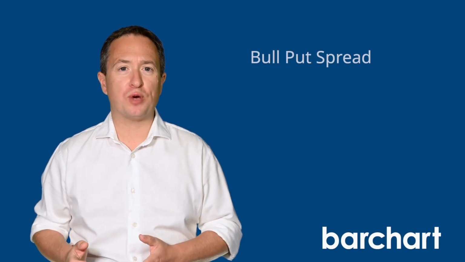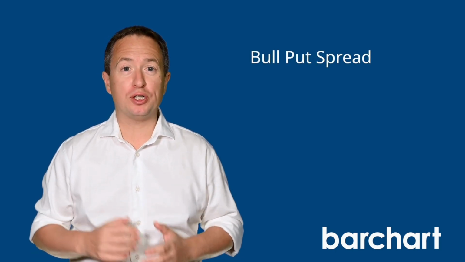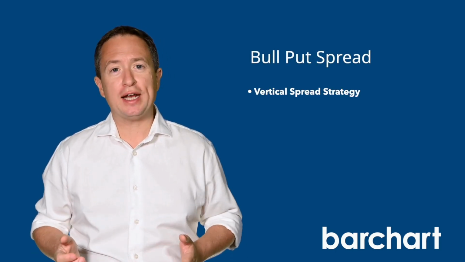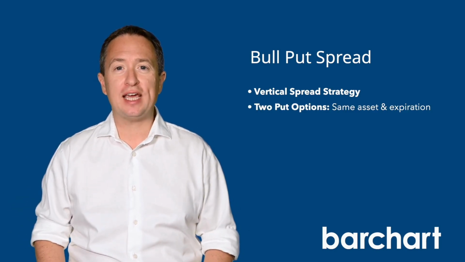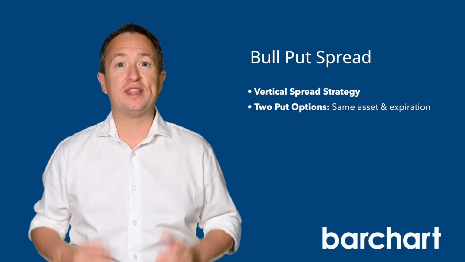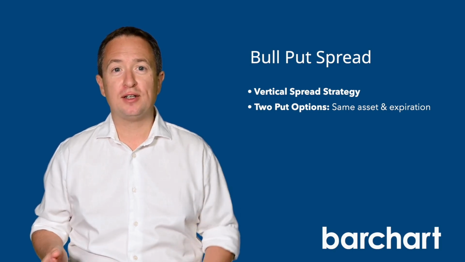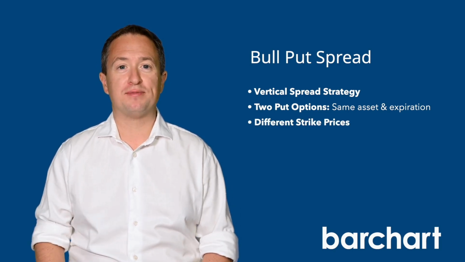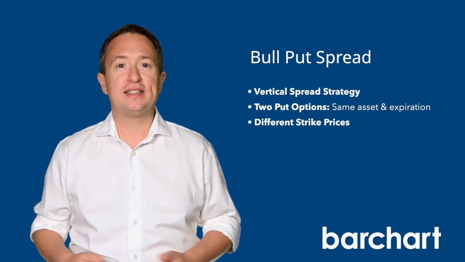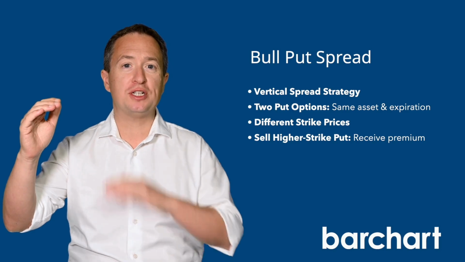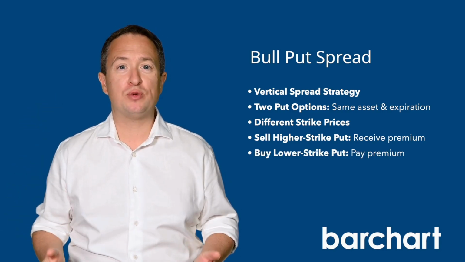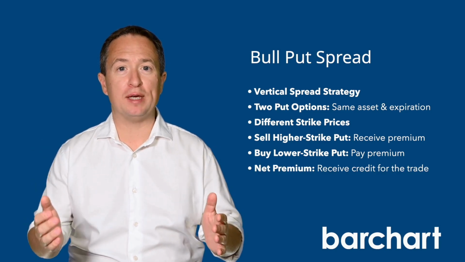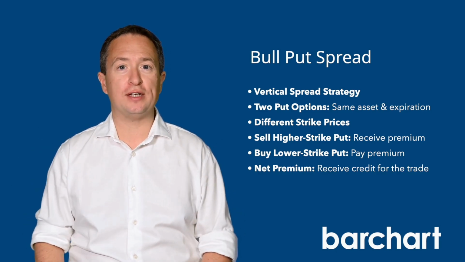A bull put spread, also known as a put credit spread, is a strategy that combines two option contracts on the same underlying asset with the same expiration date, but different strike prices. The investor sells a higher strike put option and buys a lower strike put option, and the difference between the two is the net premium, or the credit for the trade.